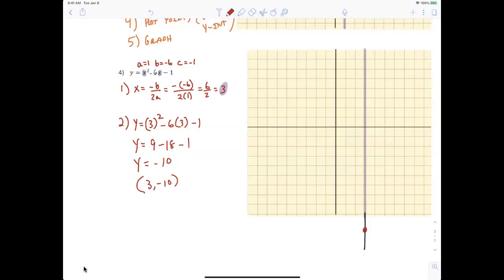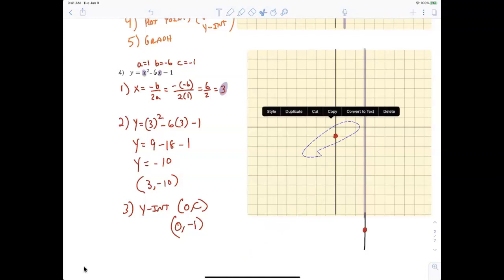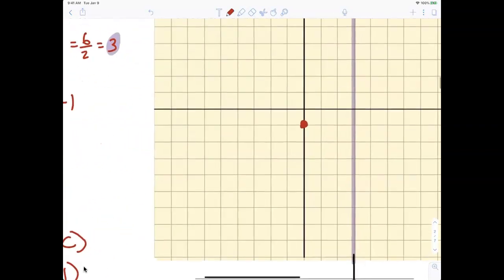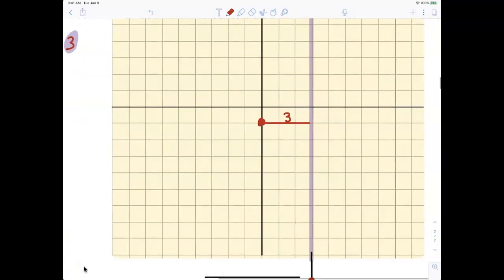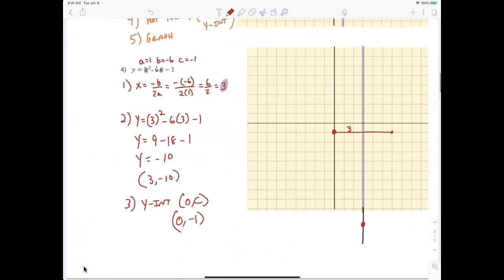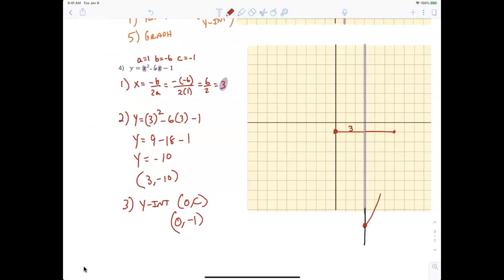Now, step number 3, let's find the y-intercept. Again, the y-intercept is (0, c), so in this case it would be (0, -1). So I'm going to plot it at (0, -1). Now look how easy. Now we're going to measure the distance to the axis of symmetry. That's 3 units. So now I count 3 units to the other side. 1, 2, 3. Put another point there.